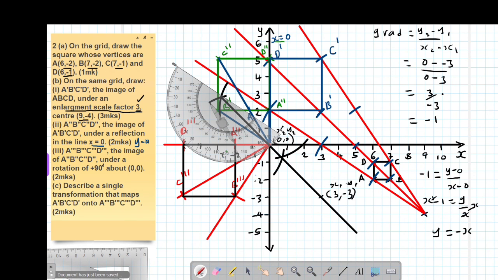Therefore, to describe the transformation, the description will be that the transformation is a reflection. It is a reflection through the line y is equals to negative x. So that is how we describe a transformation.